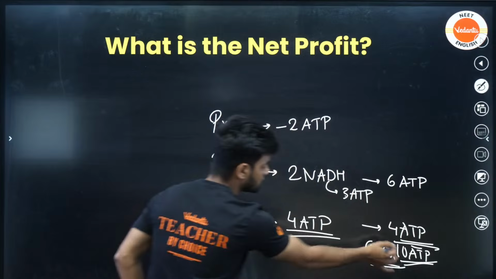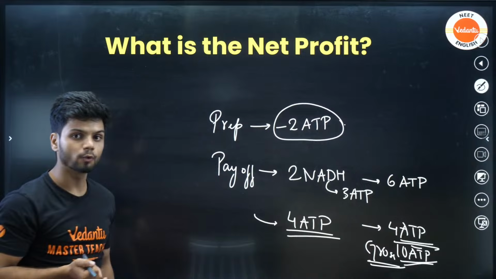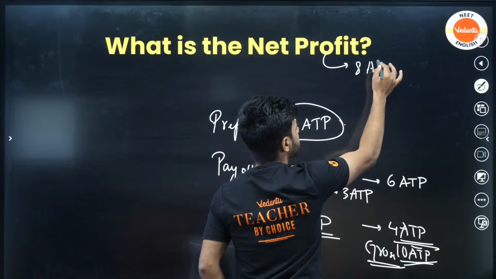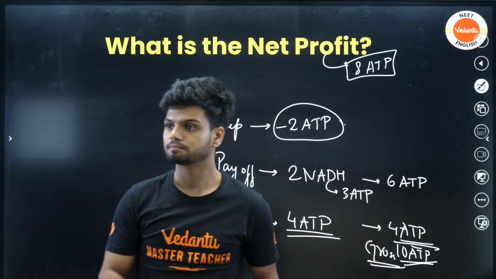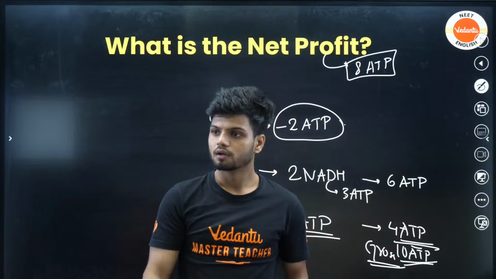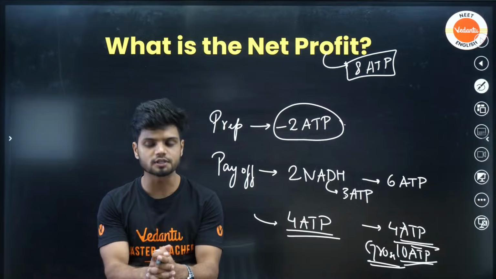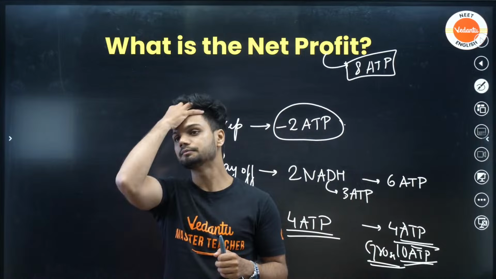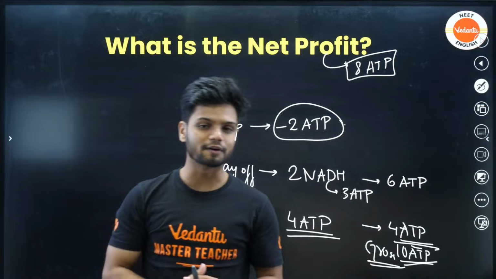Now, in the preparatory stage, 2 ATP is consumed. So 10 minus 2, that is 8 ATP. So the net profit is 8 ATPs from your glycolysis. Clear? Is this clear? Do you want me to explain again? Ask me again. I will explain this concept again, because students, this is a PYQ. They have asked you numerous times. The net profit in your glycolysis is 8 ATPs.